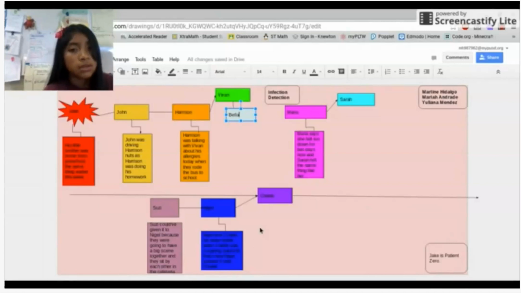today when they rode the bus to school, and Vivian passed it on to Bella. And Bella, that's how we left it.